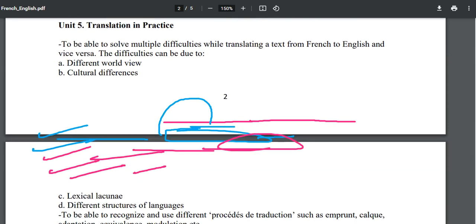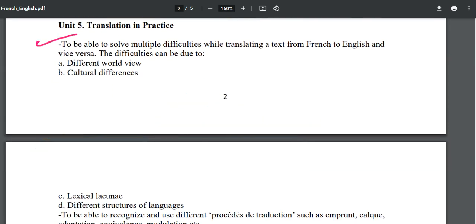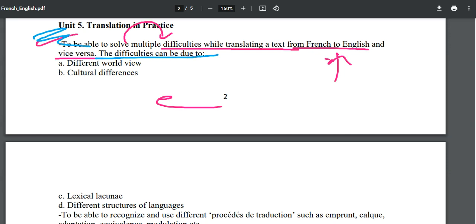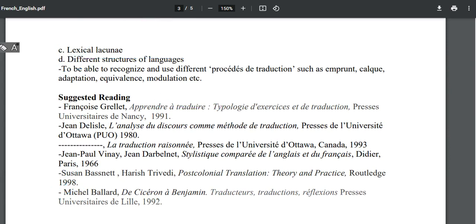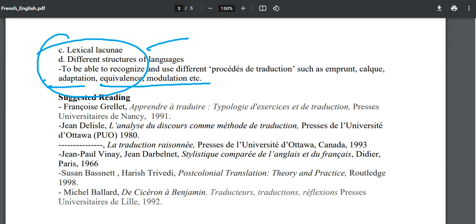And then unit number 5, translation in practice. To be able to solve multiple difficulties while translating a text from French to English, from Français to Anglais, and vice versa, English to French, French to English, you have to do in unit number 5. The difficulties can be due to different worldview, cultural differences, lexical lacuna, different structures of languages. Alright, to be able to recognize and use different procédés de traduction such as emprunt, calque, adaptation, équivalence, and modulation. All these to be done from unit number 5, and suggested reading is provided such as like this.